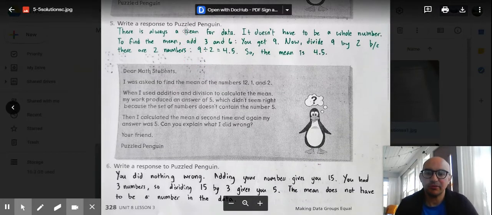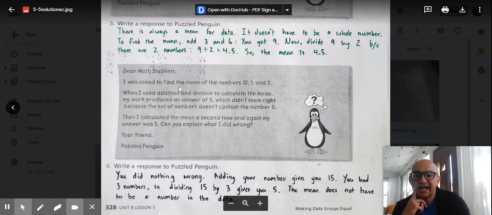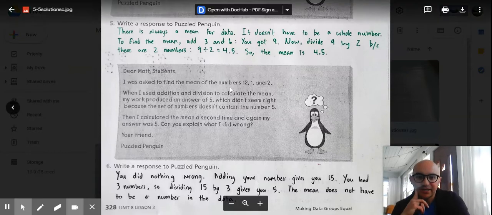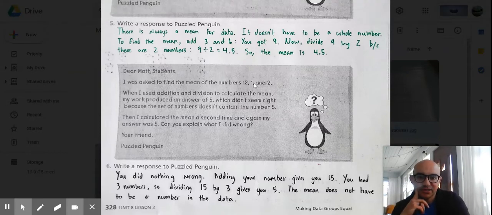So for the second part of our Puzzle Penguin today, he's got some data here, and he's going to ask to find the mean again. He's asked to find the mean of the numbers 12, 1, and 2. When I used addition and division to calculate the mean, my work produced an answer of 5, which doesn't seem right because the set of numbers doesn't contain the number 5. As a teacher, I'm thinking, well, he's exactly right. He added everything together. 12 plus 1 is 13, plus 2 is 15, and there are 3 numbers, so 15 divided by 3 is 5. So he's calculated everything right, but he's a little confused.